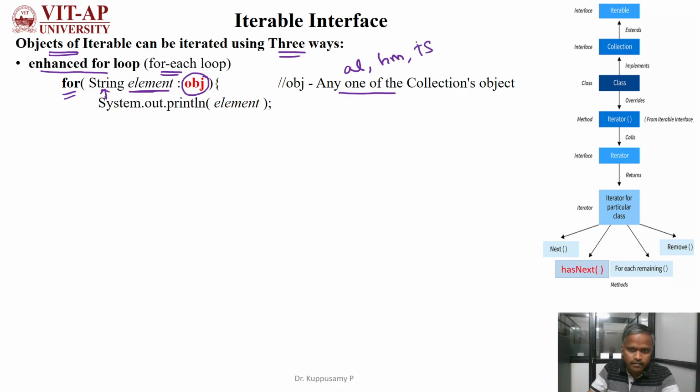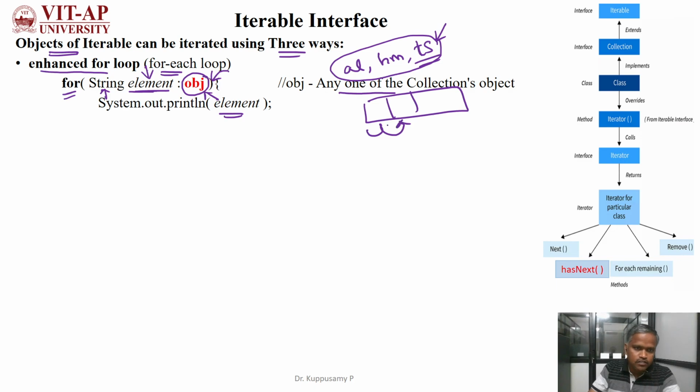So like that we can use any one of the Java collection class structures that stores the values in those variables. Those are passed here, referenced by the variable element. Then we are accessing those elements available in obj one by one by moving the cursor from one element to another element by using the Iterable interface.